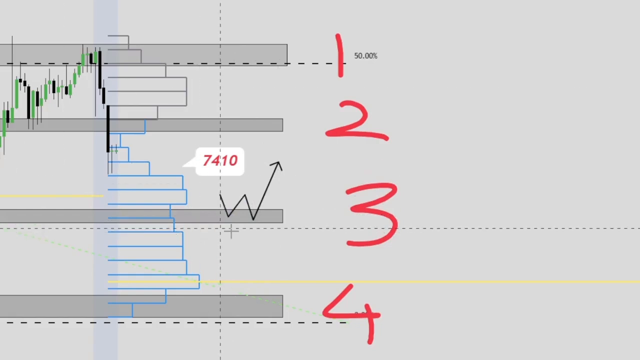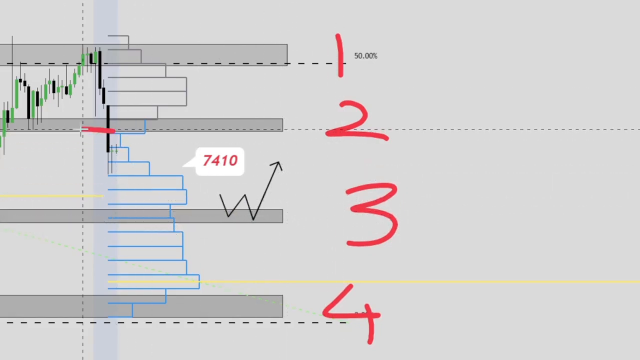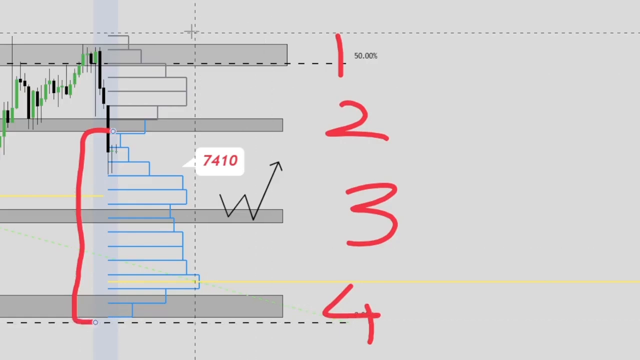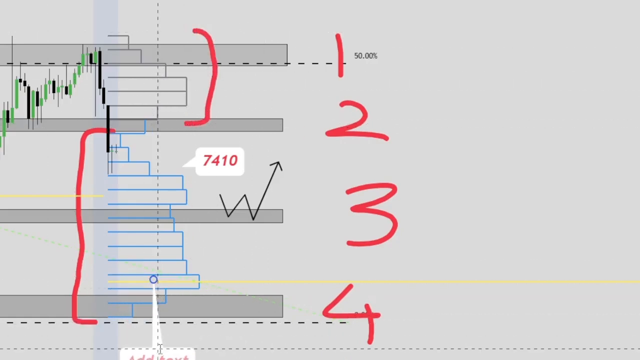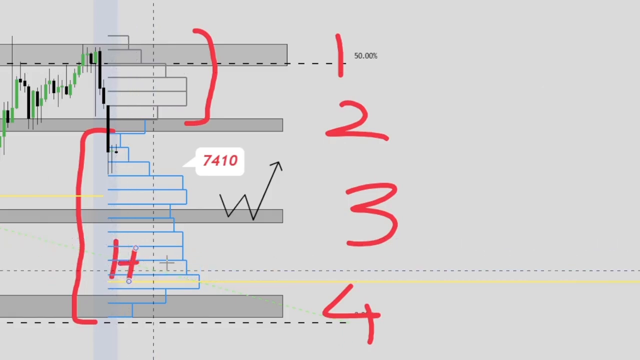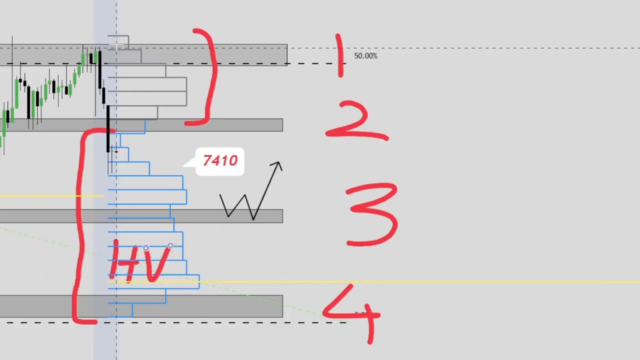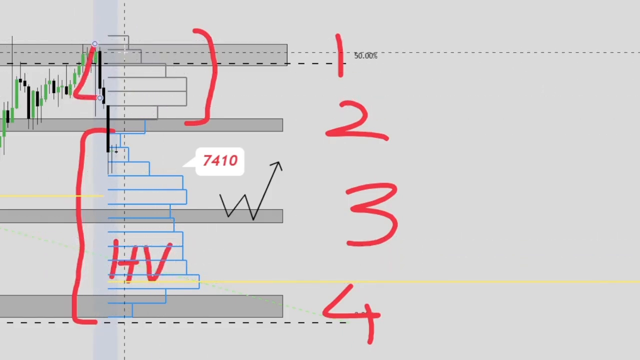So you need to know, is this key level in an area of high volume or low volume? This is the blue region here. This is the gray region here. Anything in the blue region corresponds to high volume. This is a high volume area, so I'm just going to write here, just for simplicity's sake, HV. Anything in the gray region is classed as low volume.